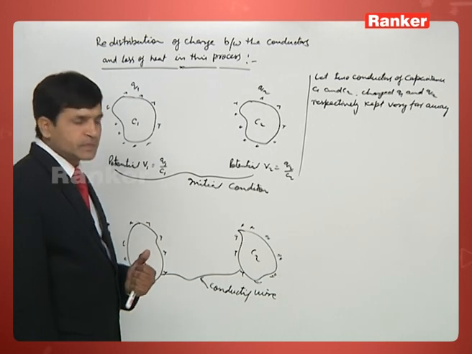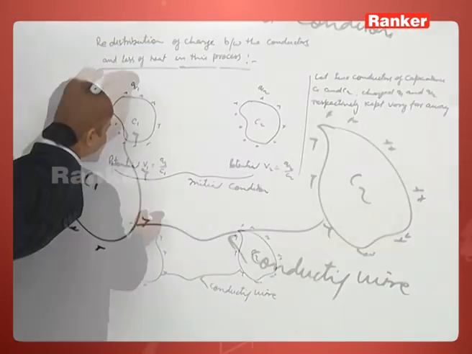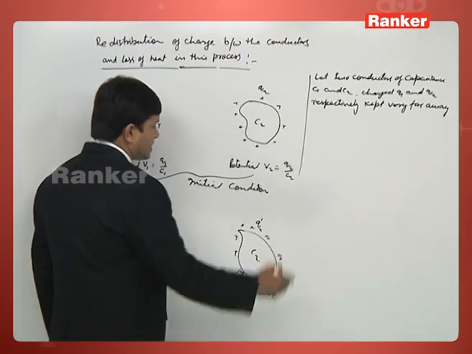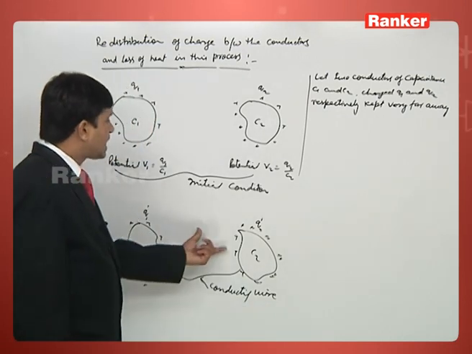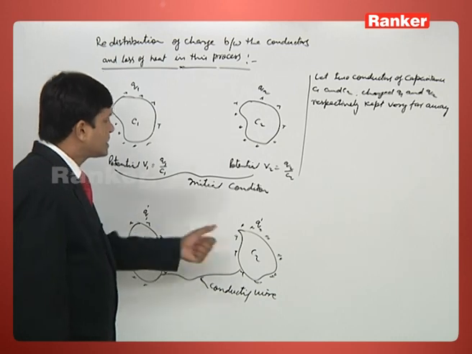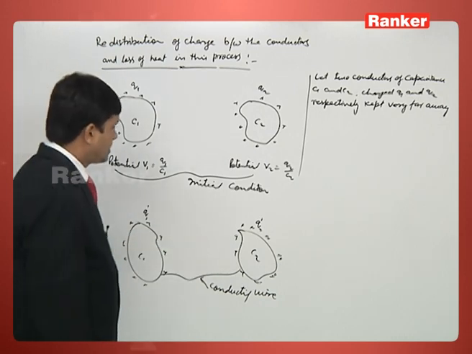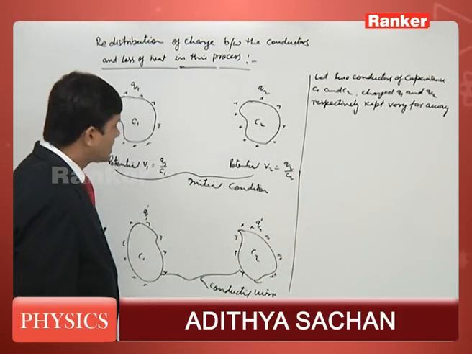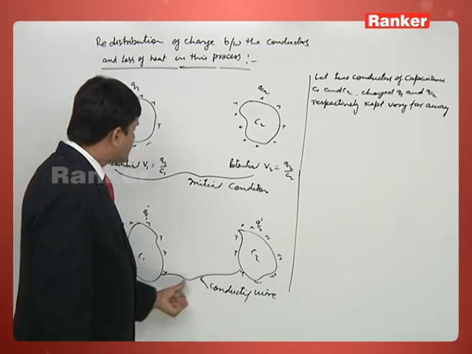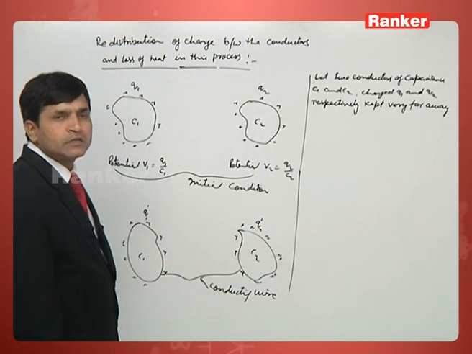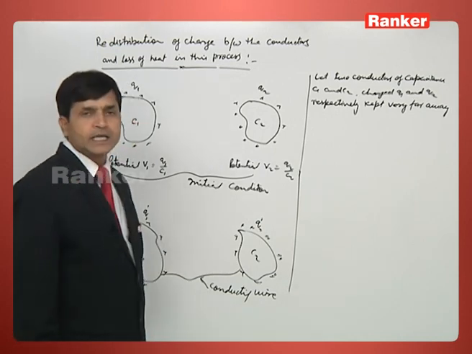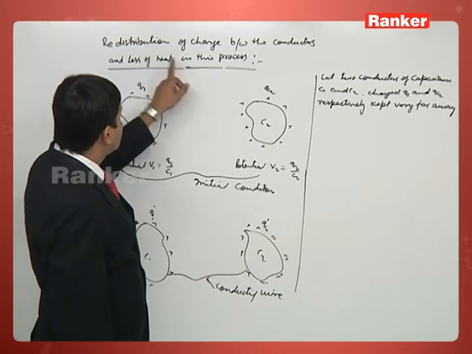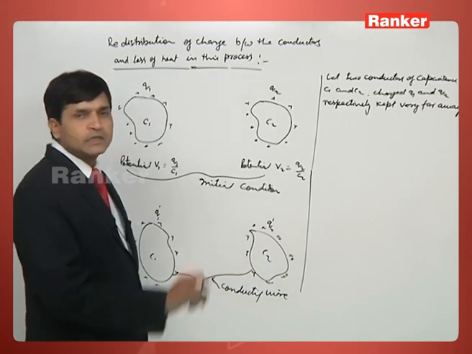That we don't know. So we can assume the final charge on this one is Q1 dash and on this one Q2 dash. This is the final charge. The flow of charge will stop when both are at the same potential, which can be called the common potential. So how do we make the equations to get the final charges Q1 dash and Q2 dash, and the loss of heat? When electrons flow through the wire, there is a certain loss of energy because of the flow of charge. We would like to calculate that loss of energy, as well as the final charge, and how to solve such problems.